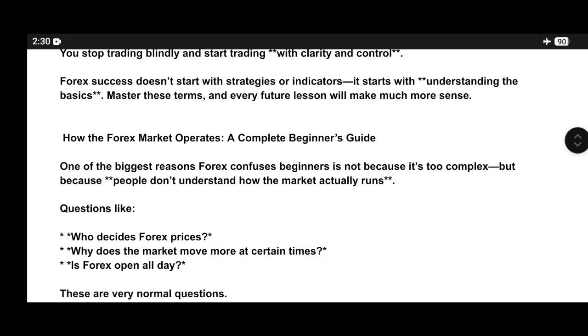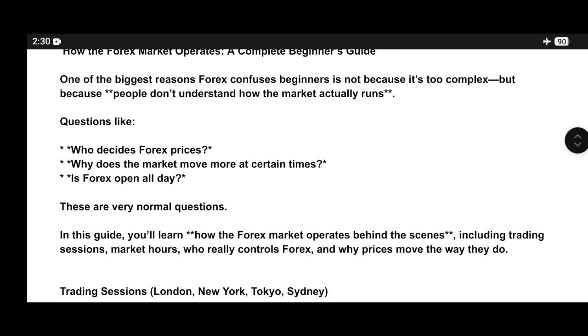So right now, you need to ask yourself how the forex market operates. A complete beginner's guide. One of the biggest reasons forex confuses beginners is not because it is too complex, no, but because people don't understand how the market actually runs. The question is this: who decides forex prices? Why does the market move at certain times? Or is forex open all day? These are very normal questions you need to ask yourself.